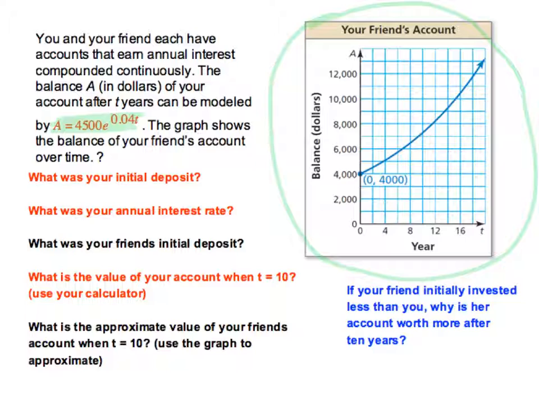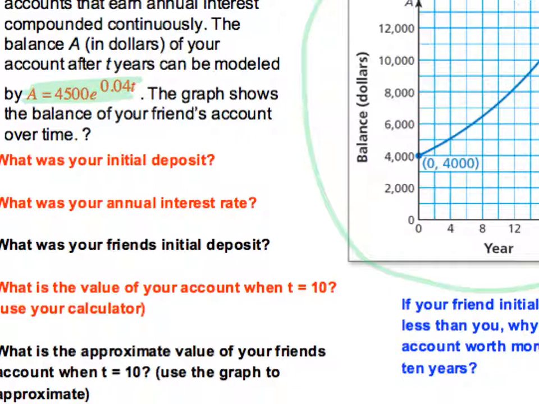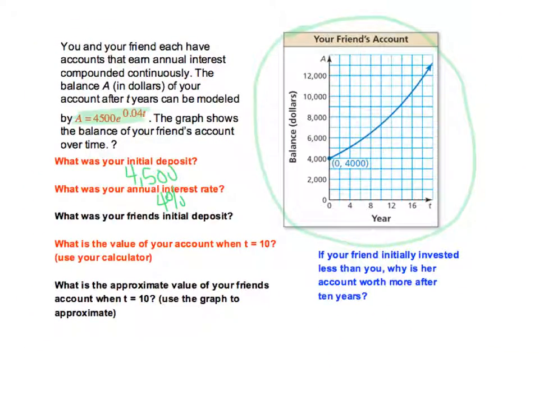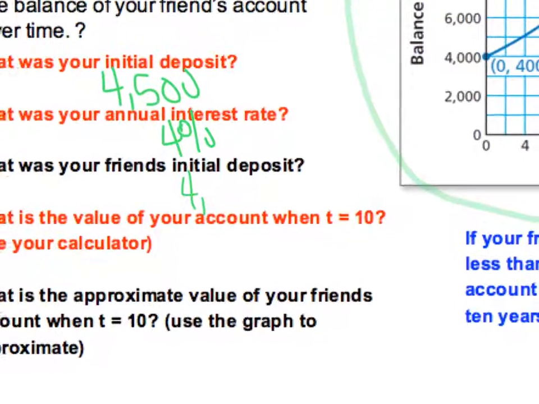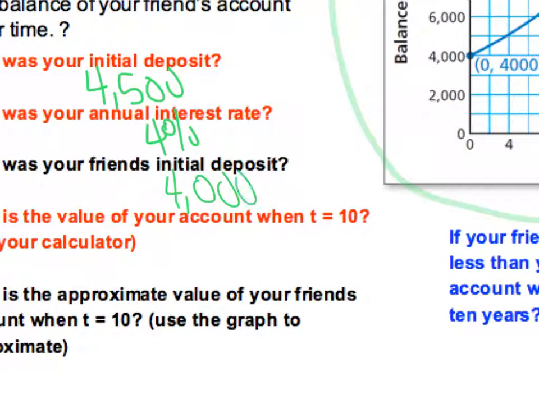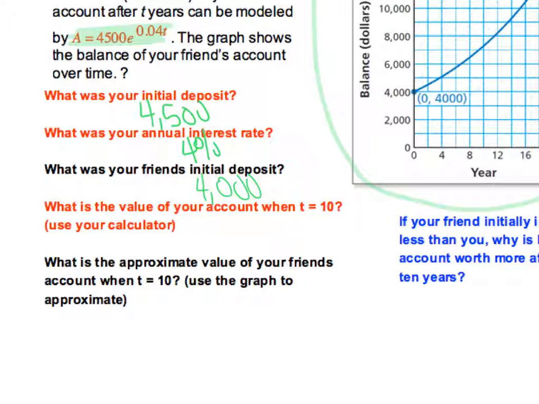So it asks, what was my initial investment? Well, my initial investment is that coefficient, which was $4,500. Interest rate, if you look at the exponent, e to the 0.04t, my interest rate was a 4% interest rate. When it's talking about my friend's initial deposit, that means I'm looking over here at the graph, and it looks like she had an initial deposit at time 0 of $4,000. So she invested less than me, so she invested $4,000.